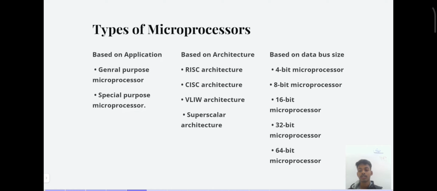Types of microprocessor. Based on application, it is classified into two types: general purpose microprocessor and special purpose microprocessor. Based on architecture, it is classified into four types: RISC architecture, CISC architecture, VLIW architecture, and superscalar architecture. Based on bus data size, it is classified into five types: 4-bit microprocessor, 8-bit microprocessor, 16-bit, 32-bit, and 64-bit microprocessors.